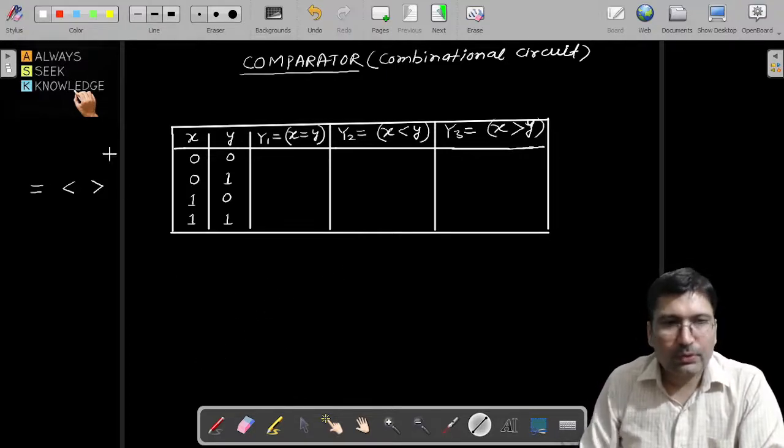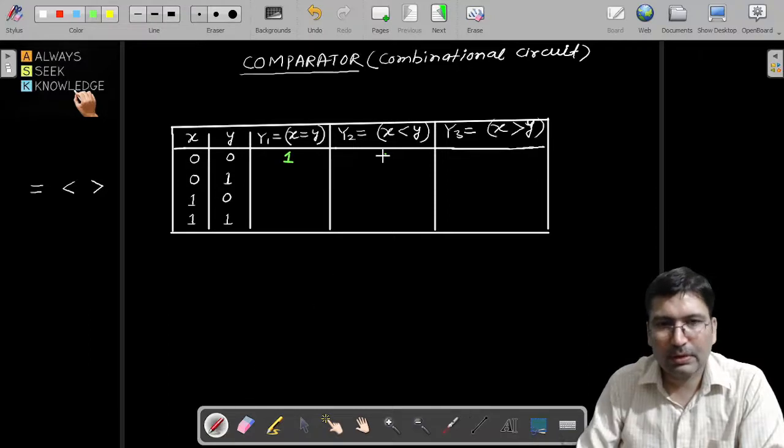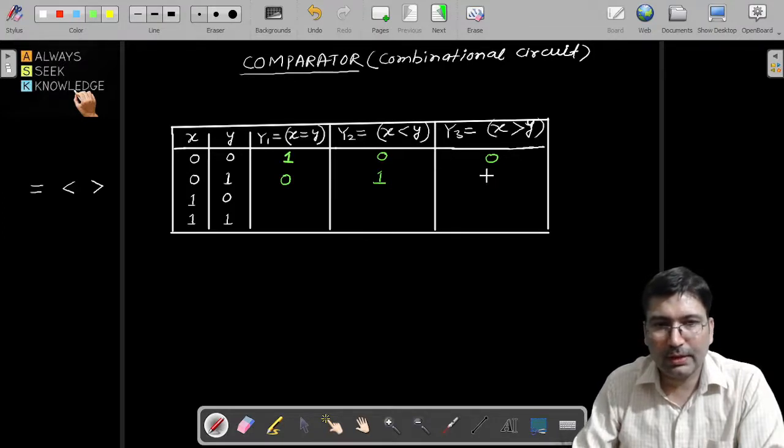Now focus here. So we fill the values when we compare 0, 0. That means this place will be high. When we compare 0, 0, it is not lesser than, so this is 0, and this is also 0. Now if you compare this one, x is not equal to y, so this is 0. X is lesser than y, so it will have value 1, and x is not greater than y, so this is also 0.